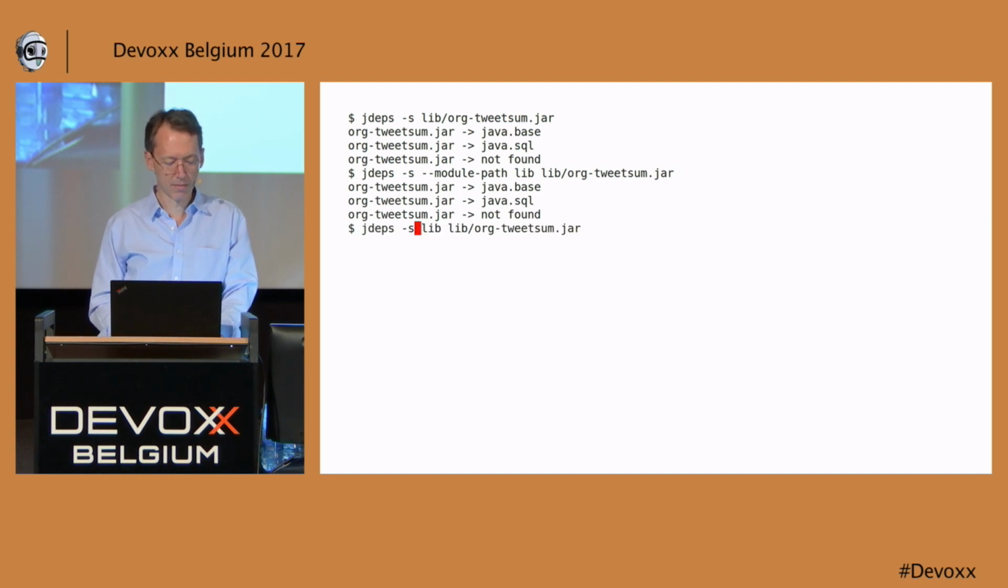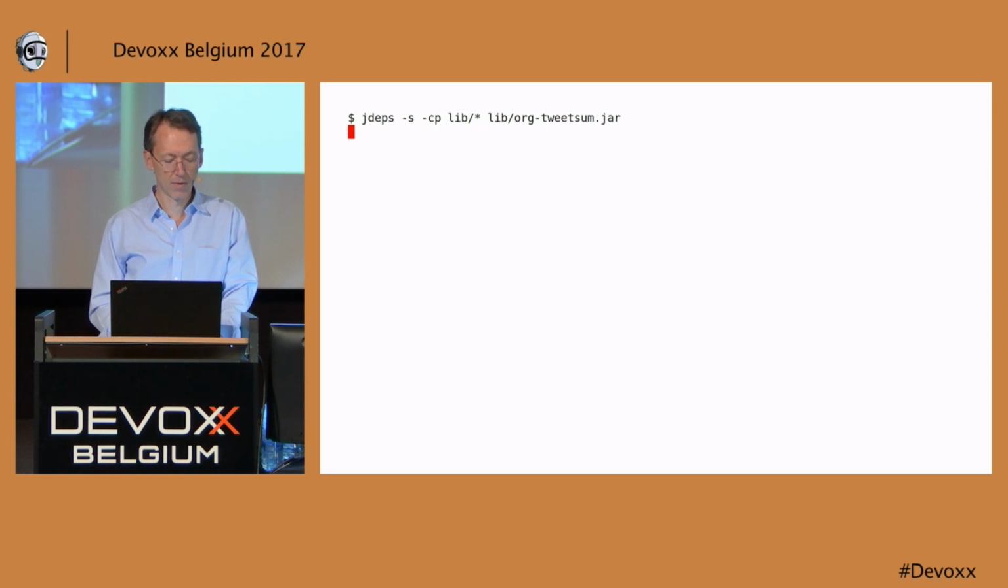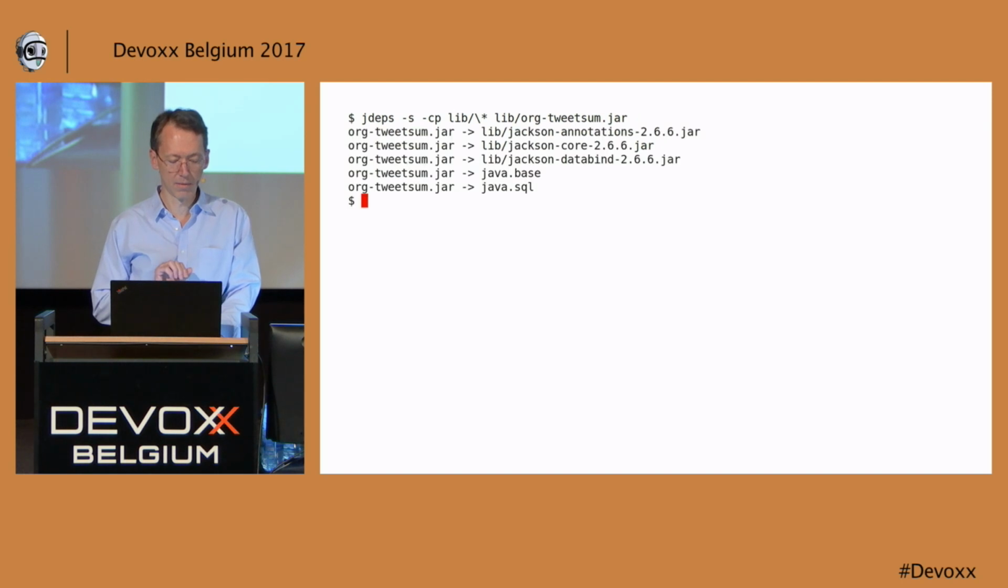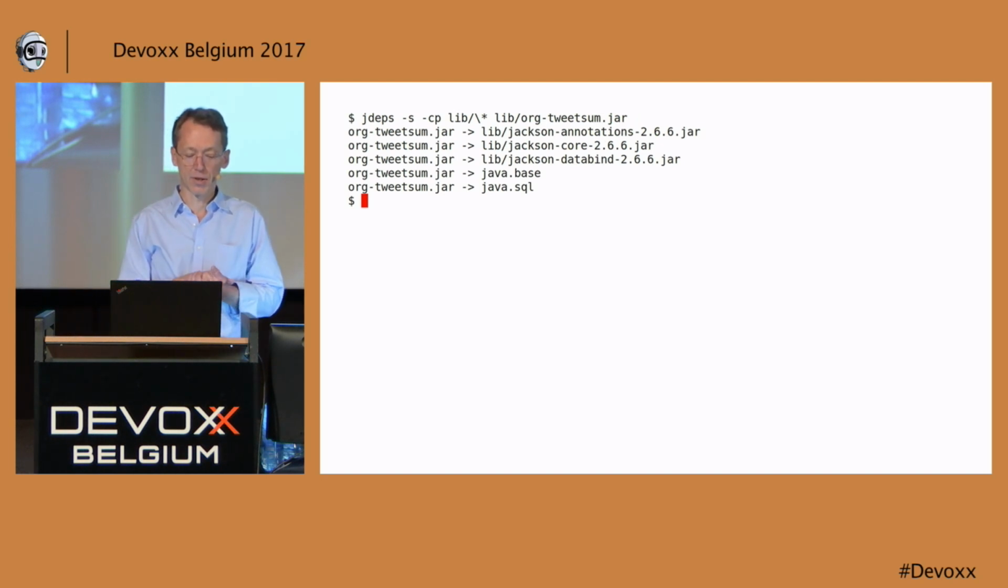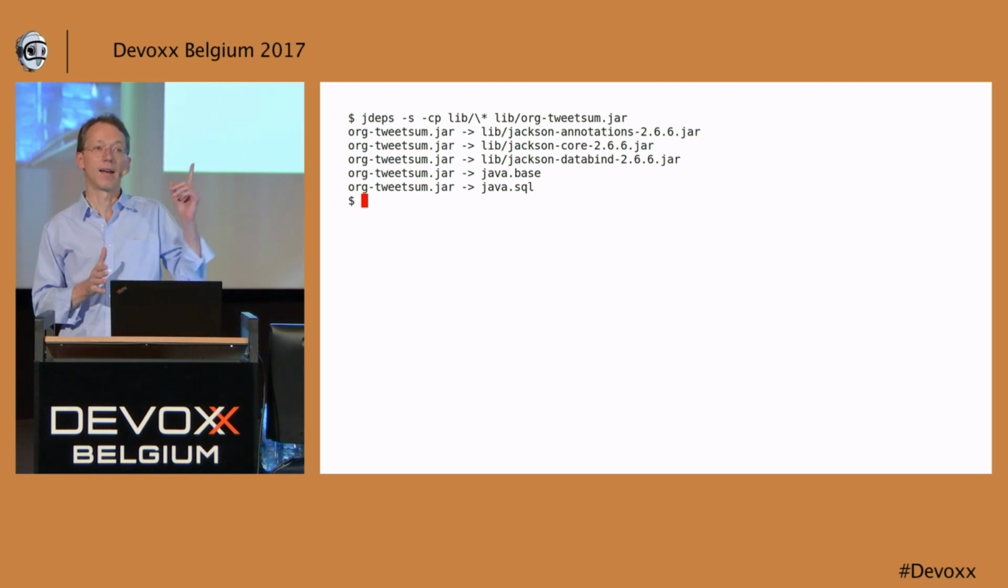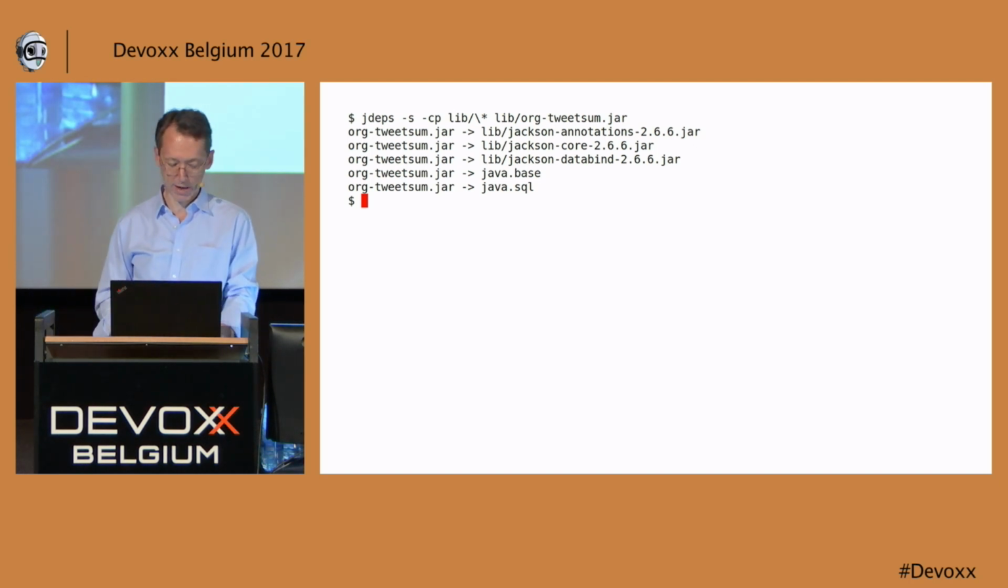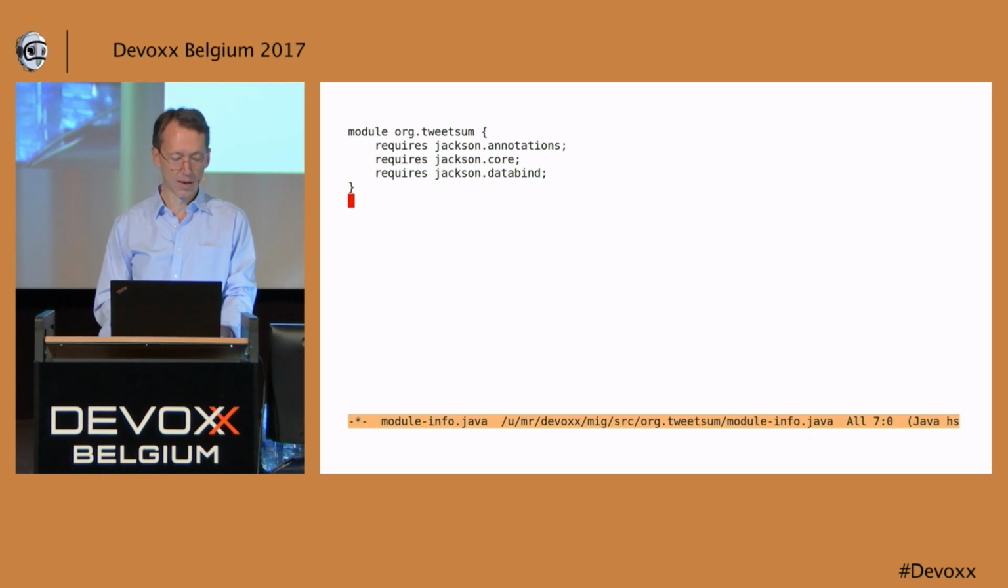Oh, sorry, no, I need to do this. It's class path still. Quote. There we go. Right, so we see that the TweetSome jar file needs the three Jackson annotations jar files. It needs Java base, because every module needs Java base, whether it wants to or not. Oh, and it needs Java SQL. Remember, I used that Java SQL timestamp class for the timestamp. So I'm also going to need to write requires Java SQL in my module declaration.